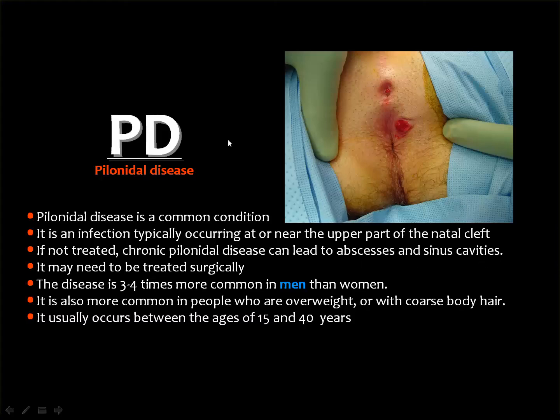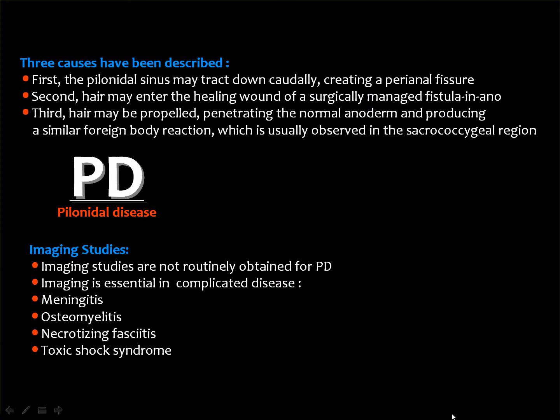Rarely, this pilonidal disease may produce a fistula tract. It is more common in men than in women, and is more common also in overweight persons and those with coarse body hair. The age incidence is from puberty up to the age of 40 years. They thought that the causes of pilonidal disease may include a pilonidal sinus that may track down caudally, creating a perianal fistula, and this is a rare presentation.